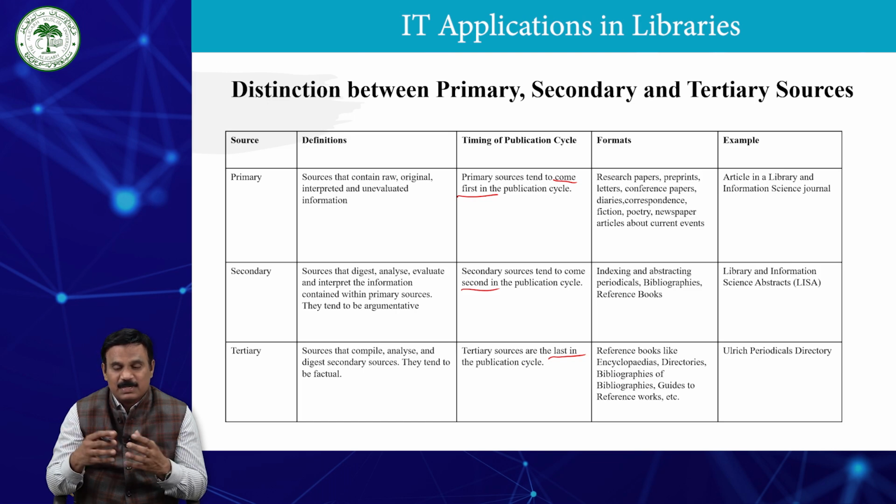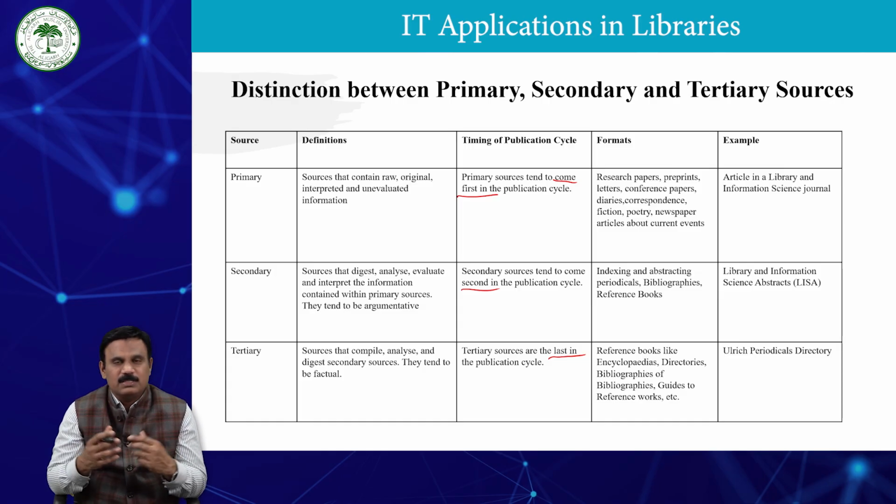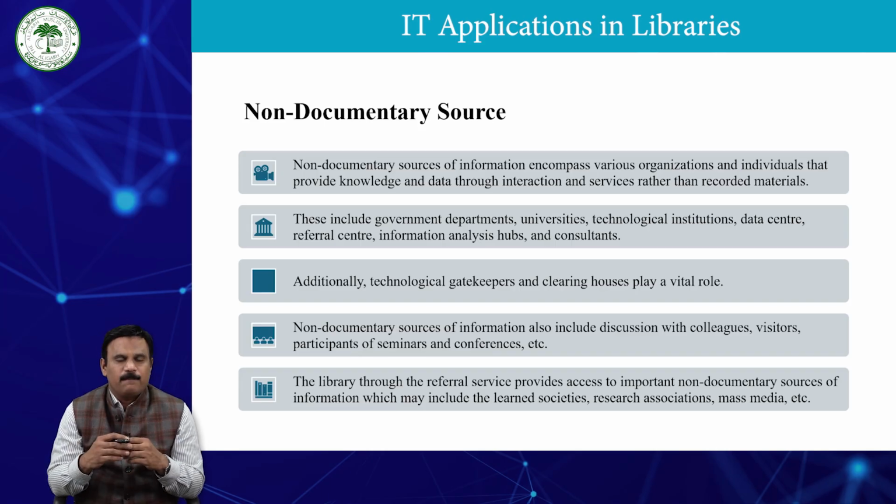You'll find some examples: articles in library and information science journals are a primary source, while Library and Information Science Abstracts, LISA, is a secondary source because it is an abstracting service. And the Ulrich's Periodicals Directory is a tertiary source. So we discussed the primary, secondary, and tertiary sources in detail. Dear learners, now let us see what a non-documentary source is.